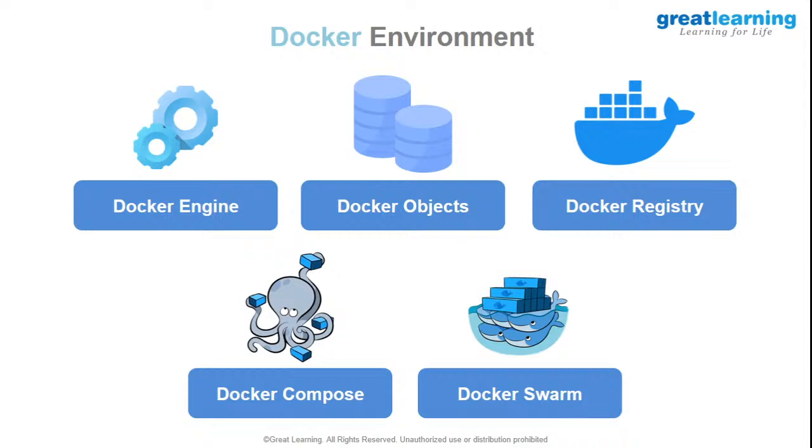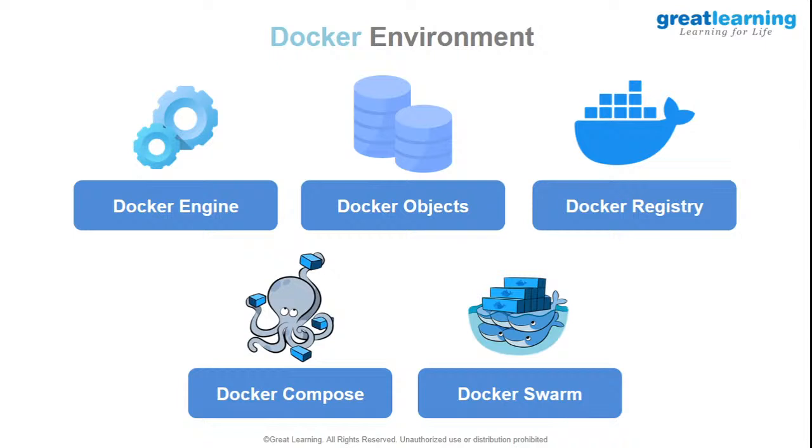And it consists of 3 parts. That is a Docker CLI, that is a command line interface. Then you have Docker API, which is the Docker application program interface, which basically communicates all your requests to the engine. And the last part is the daemon, which actually does all the processing.